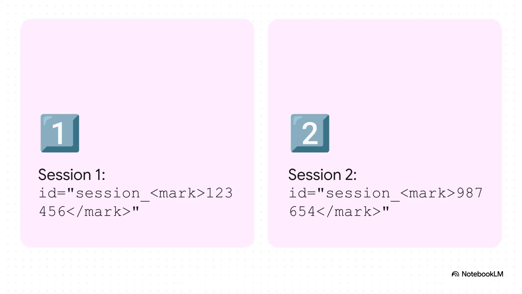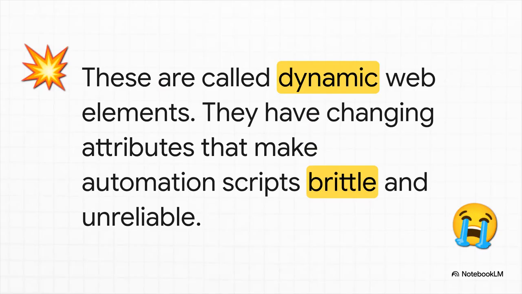Well, the culprit is usually hiding in plain sight. Take a look. On the left, we have an element's ID from one session. And on the right, the ID for the exact same element just a few minutes later. See that? The sessions part is the same, but the numbers at the end, totally different. Yep, these have a name. They're called dynamic web elements, and their attributes literally change every single time the page loads. This means any test you've written that's looking for an exact match, well, it's pretty much doomed to fail. This is exactly what makes your automation feel so brittle and unreliable.